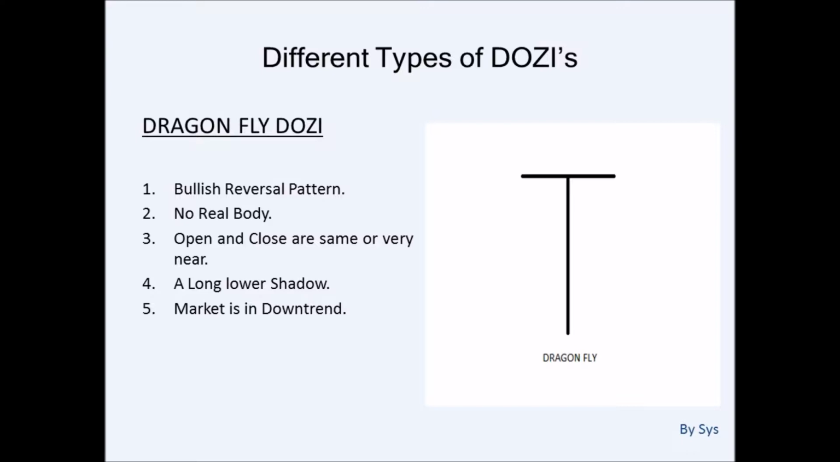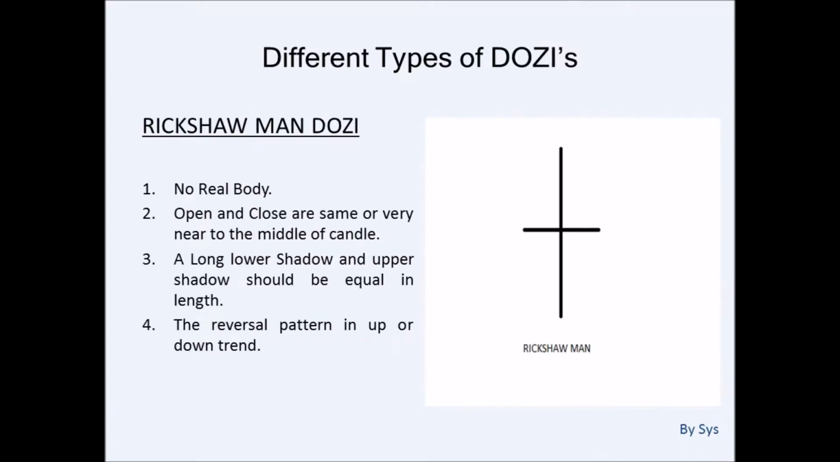Dragonfly looks like a bar below which a vertical line is there. The theory is the market opens and the sellers are dominant, due to which the price drops, and the buyers came and pulled back the price. There is very negligible difference between the opening and the closing price, or it may be the same. It is a bullish reversal pattern with no real body and a long lower shadow, and the market should be in a downtrend.